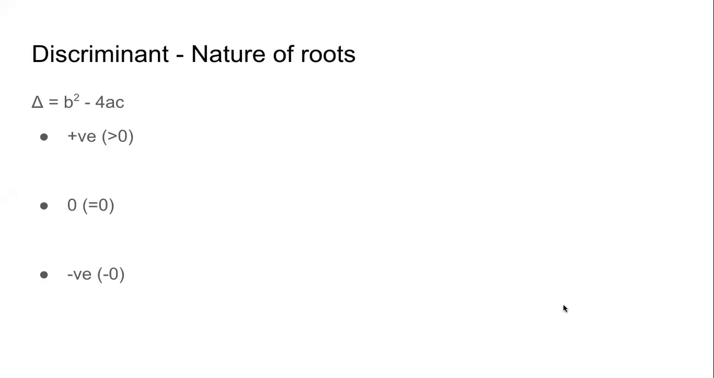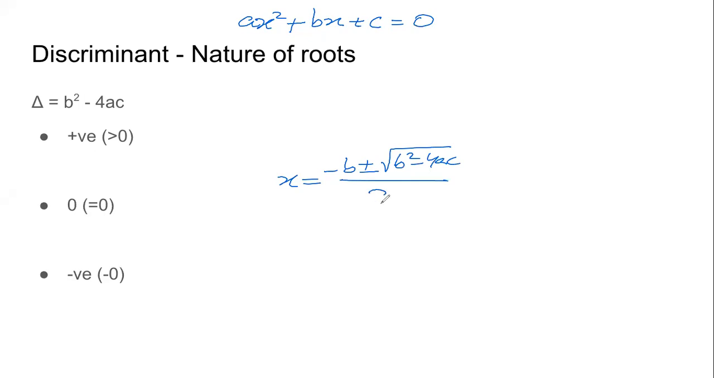Now, if you think, we have some equation, ax square plus bx plus c equals to 0. To find the solution, we will say x equals to minus b plus or minus square root of b square minus 4ac by 2a. Now this b square minus 4ac is called the discriminant. Very soon you will understand why it is called a discriminant.